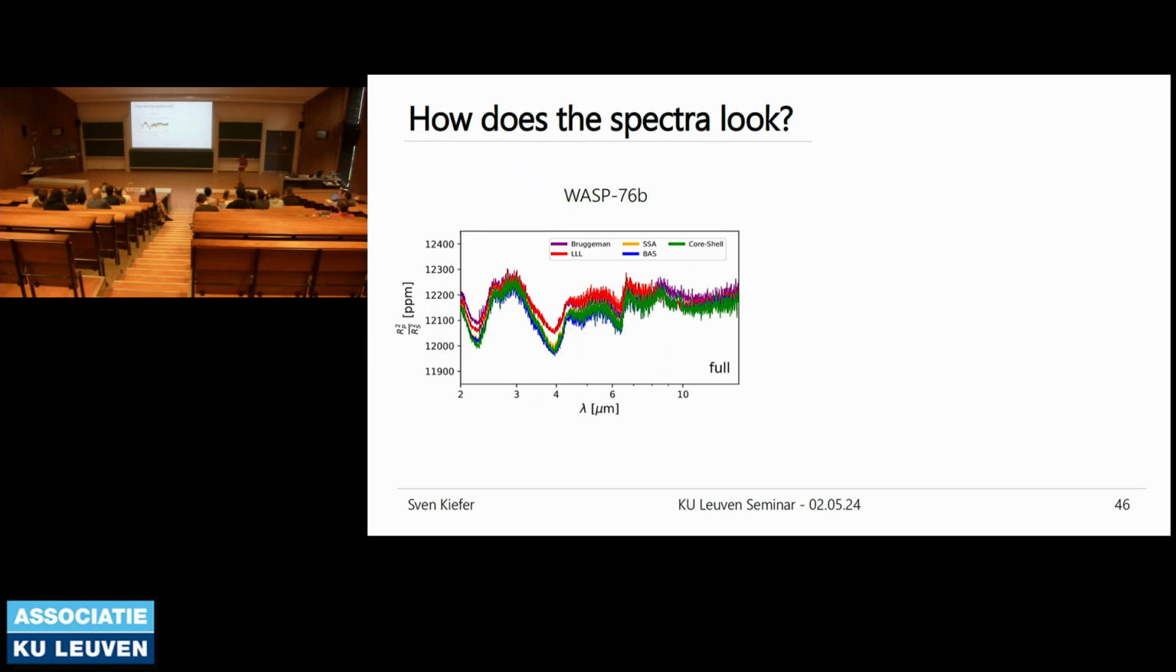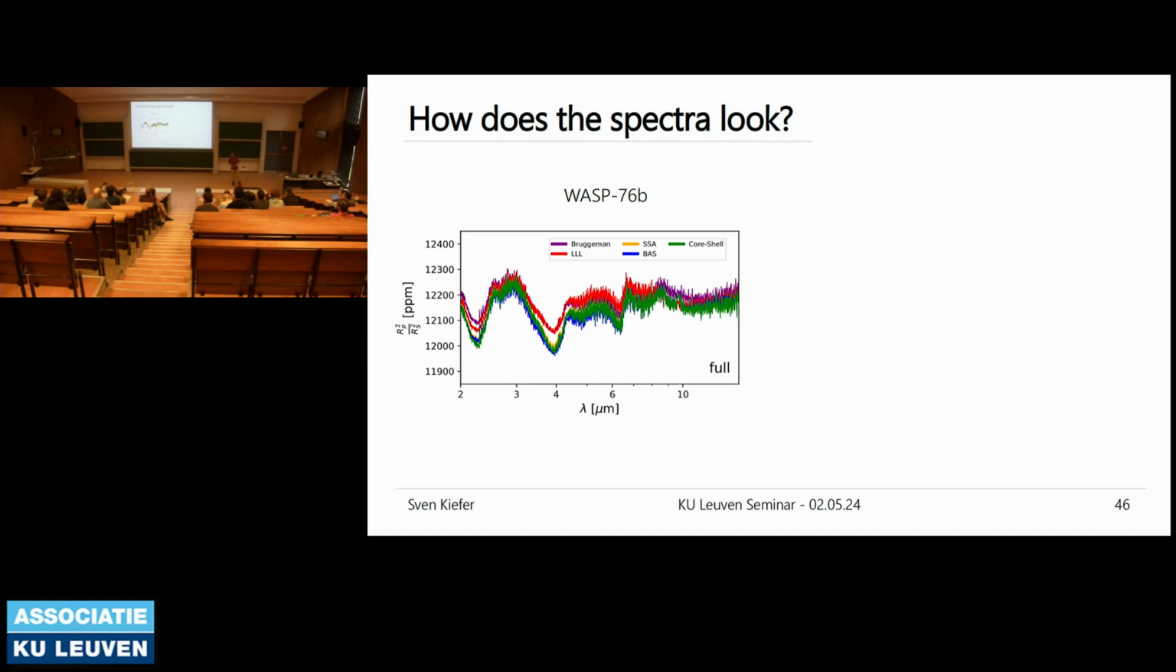So we have Bruggeman and LLL, which we looked at a little bit closer. Just a reminder, SSA and BAS are just the two different homogeneous ones, and then we have core shell. Now, unfortunately for WASP-76b, the full transit spectra, yes, we have some differences, but yeah.